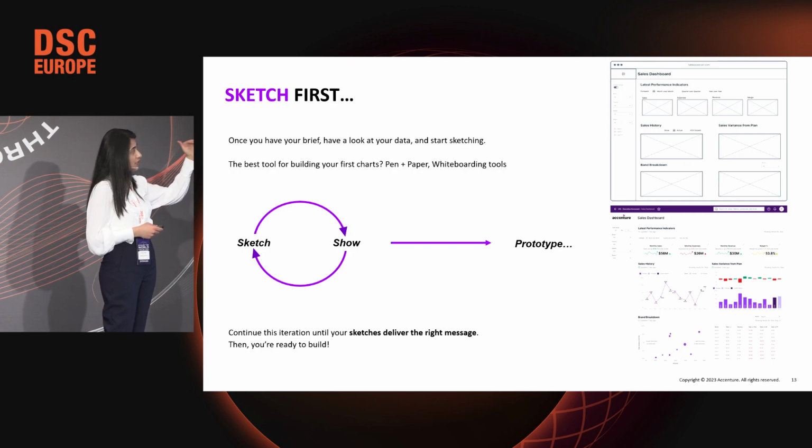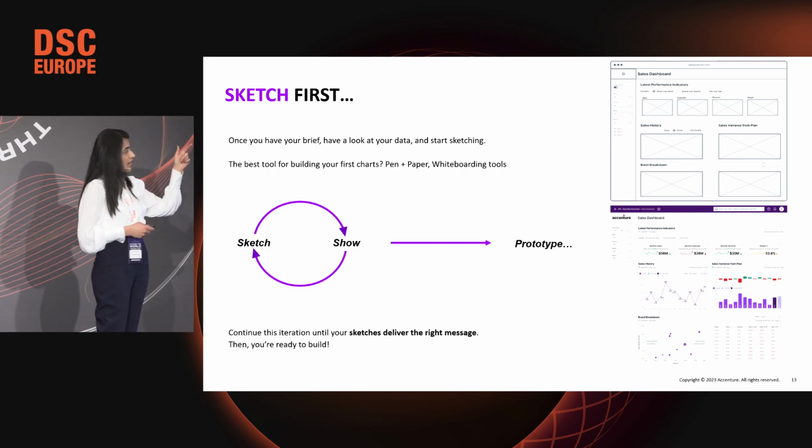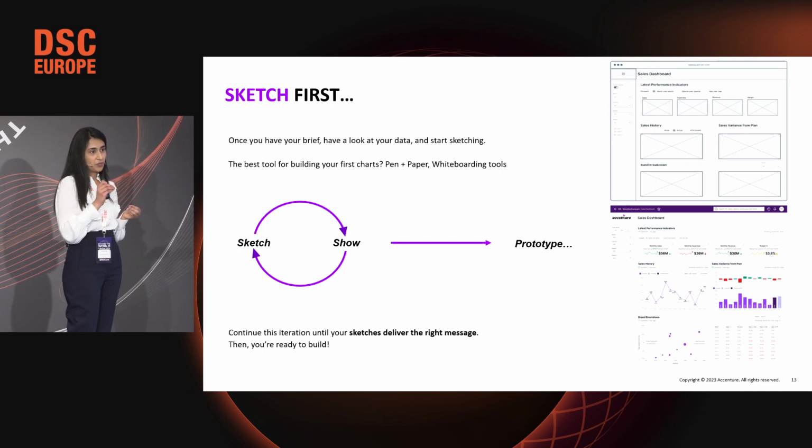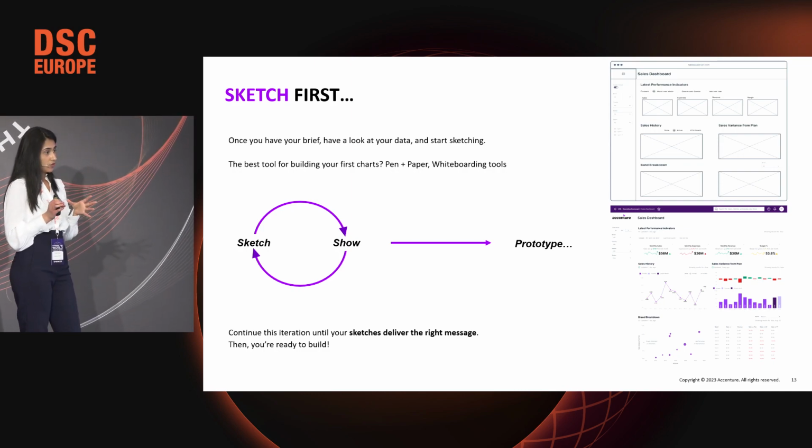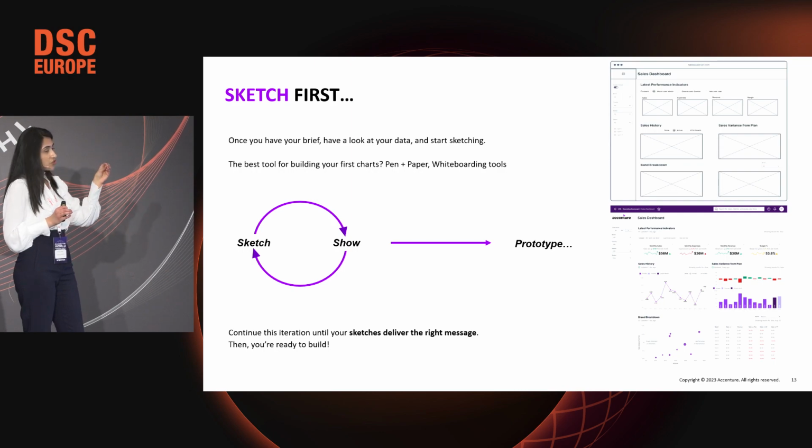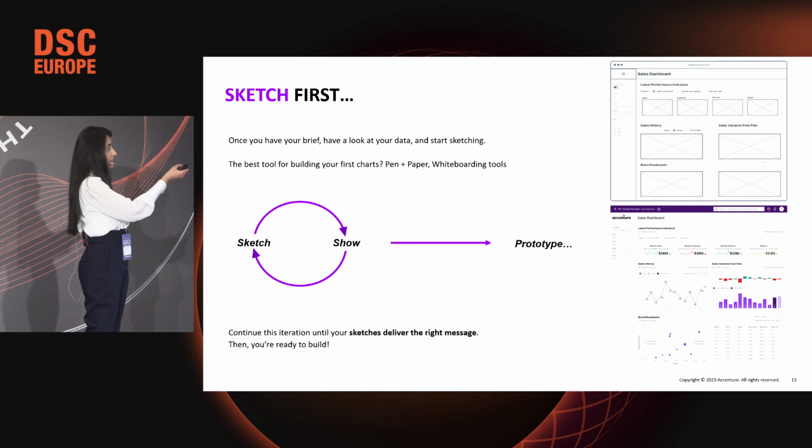You can create basic sketches in Figma, and also very detailed prototypes, which you can show to your end users. And this sketching should be very iterative. You sketch it, you show it to your end users, you collect some feedback, and then again you iterate on your sketch.